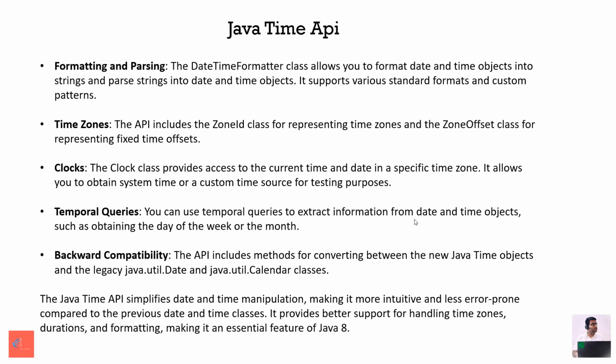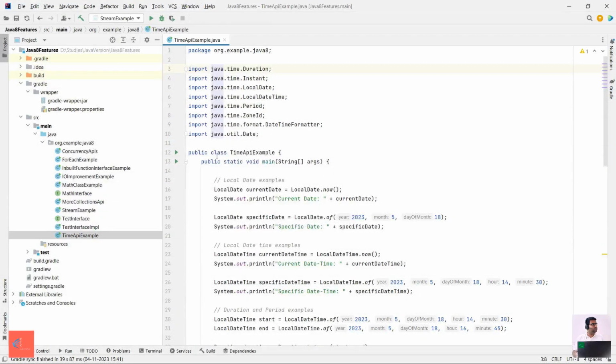The Java Time API simplifies date and time manipulation, making it more intuitive and less error-prone compared to the previous date and time classes. It provides better support for handling time zones, durations, and formatting, making it an essential feature of Java 8. So in Java 8, we have many time API examples. This is the latest addition in Java 8.